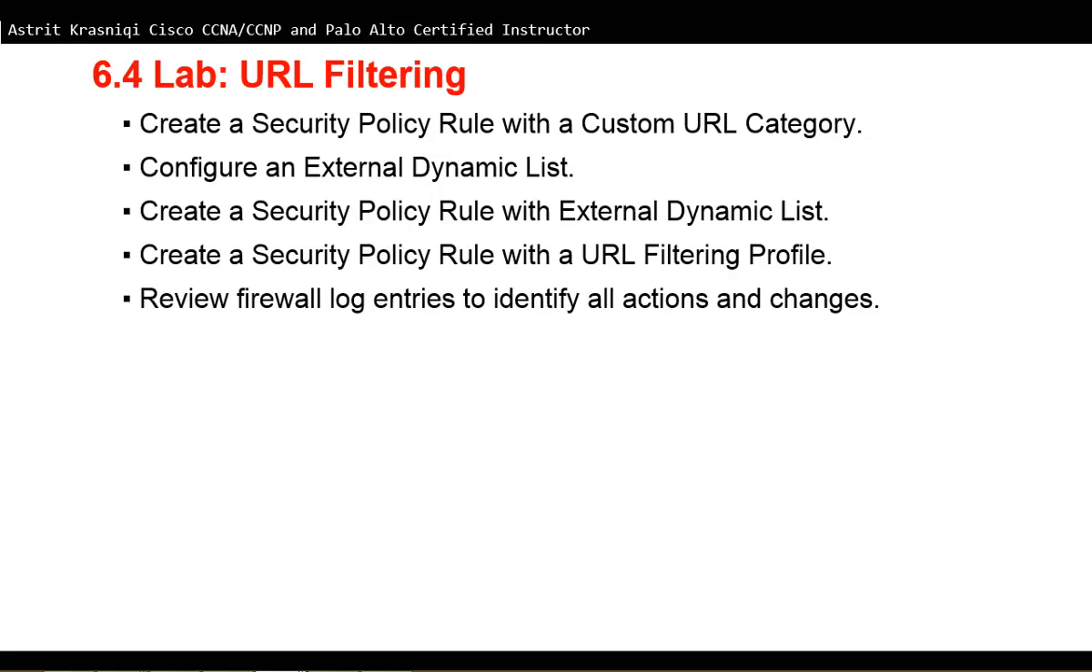On this lab we're going to create a security policy rule with a custom URL category. Well, we already have a security policy rule, but I'm going to edit that and I'm going to create a custom URL category from scratch and I'm going to add it to the security policy rule. We're going to configure an external dynamic list, because we already have a dynamic list on our server which is located in the demilitarized zone. We're going to configure our firewall to access that list. And we're going to bring that list into our security policy rule. And we're going to create a security policy rule with URL filtering profile. And as we go, we're going to check the log entries.